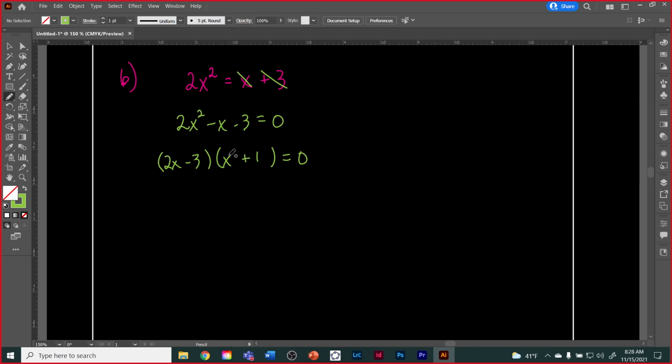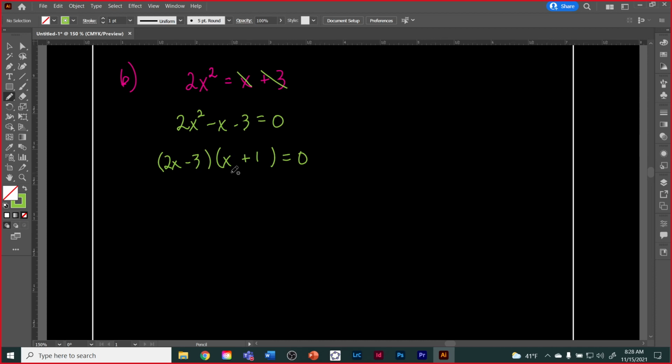So first is 2x squared. The outside is positive 2x. The inside is negative 3x. So what's 2x minus 3x? Negative 1x. That works, doesn't it? And then the last term's negative 3 times positive 1 is negative 3. So it works. It is factored.